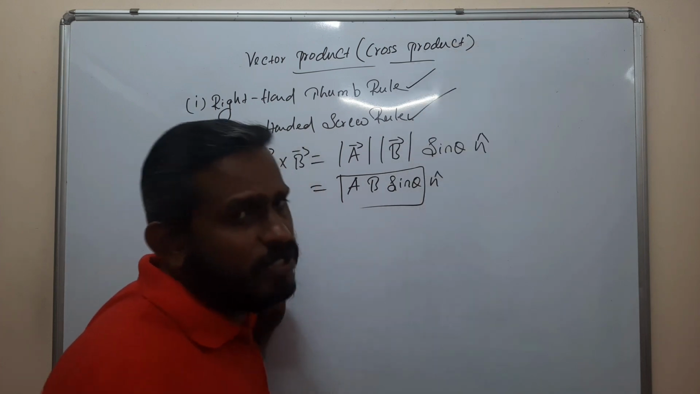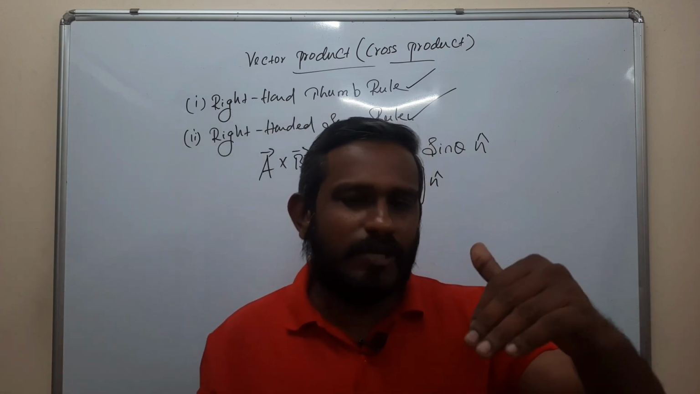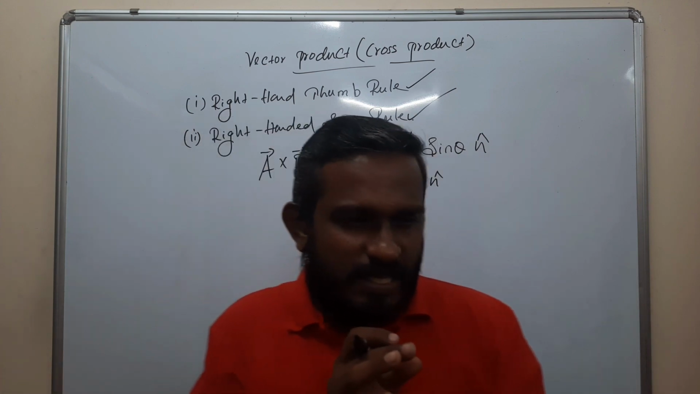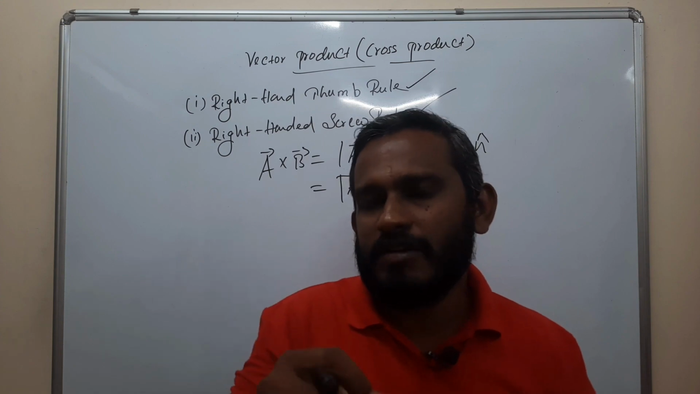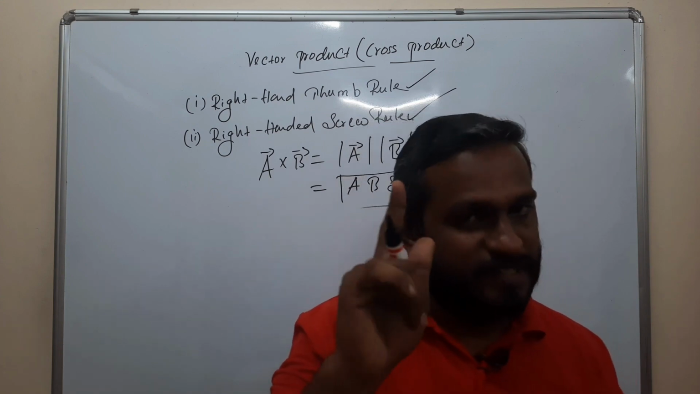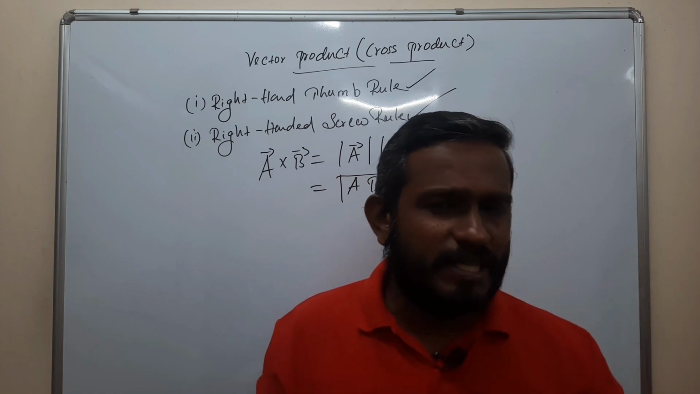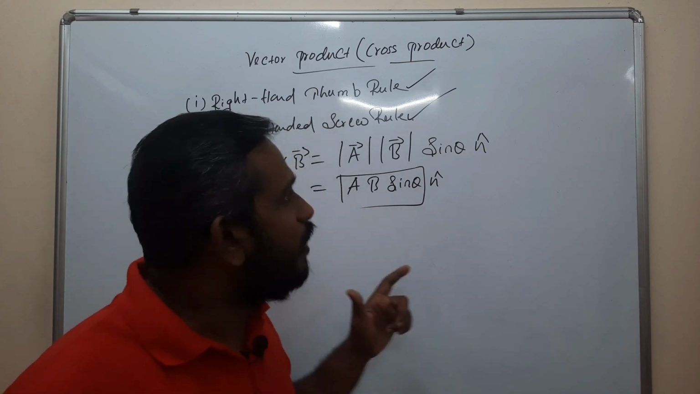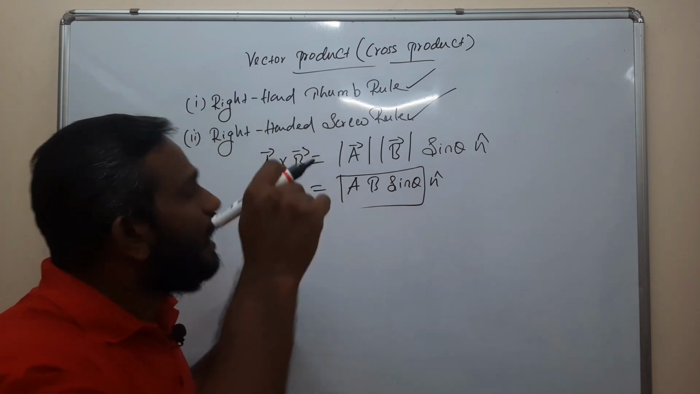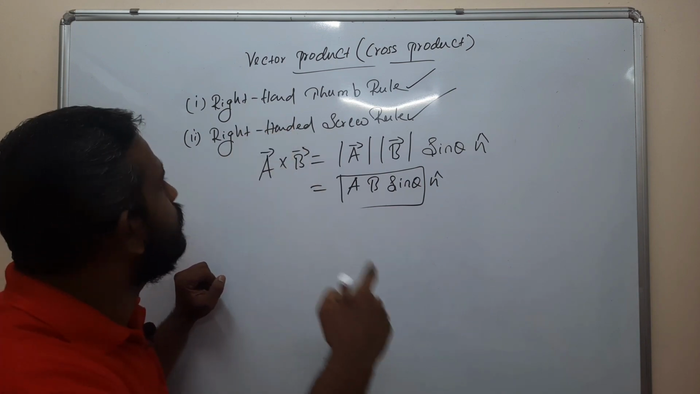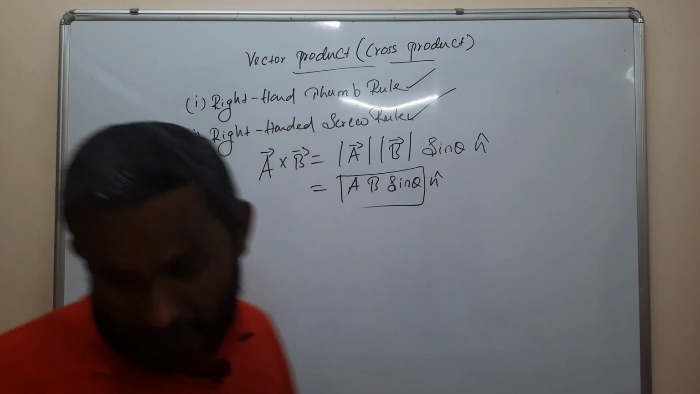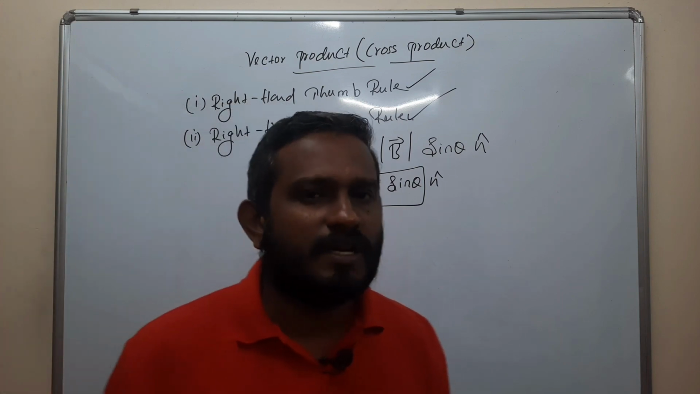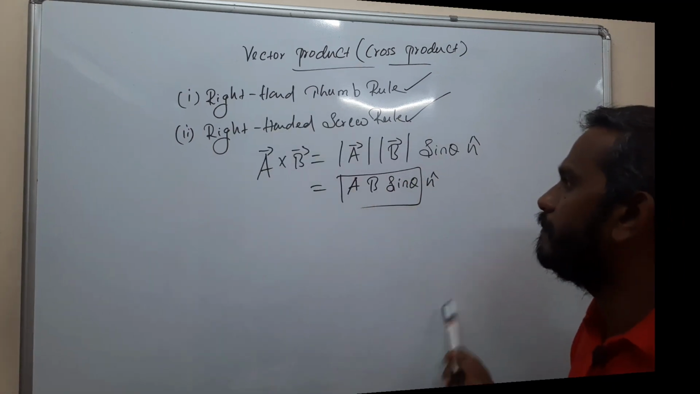So how can we find the direction? The first principle is that the unit vector is perpendicular to the plane containing the two vectors. That is the first point. Perpendicular to the plane containing two vectors means it may be acting upwards or downwards. So how can we find whether the unit vector is upwards or downwards? Using the right-handed screw rule, we can find whether it is acting upwards or downwards. Clear?